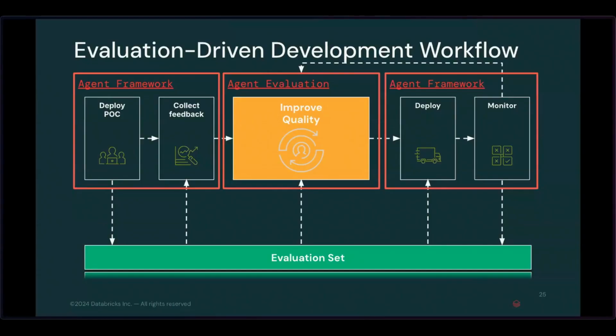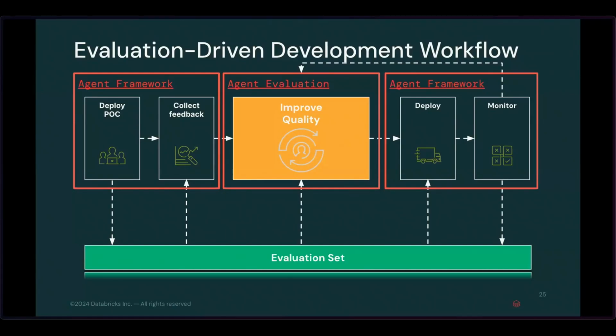So when you first deploy your proof of concept and start collecting feedback, you'll want to log interactions with your agent and then collect feedback on them using the review system. These are both part of the agent framework. Then you'll use agent evaluation to continuously compare agent responses and the associated metadata with that evaluation set. So this will use components like LLM as a judge to generate quality assessments along with latency and cost metrics, which is part of our agent evaluation system.